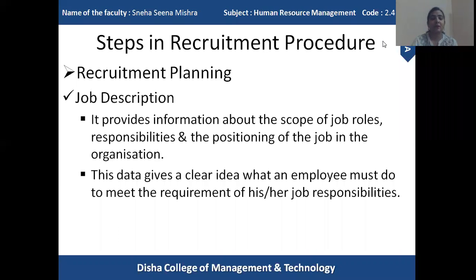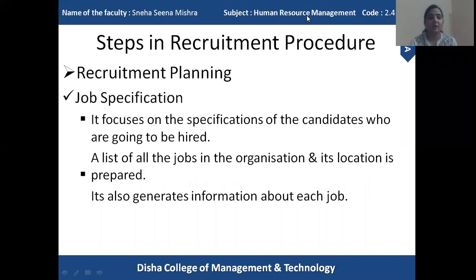After job description, the next point is job specification. Job specification focuses on the specifications of the candidates who are going to be hired by the HR department or by the organization. Specification simply means what qualities, what potentials, what capabilities, what educational qualification one must have in order to fulfill the requirement of the job. That needs to be determined.